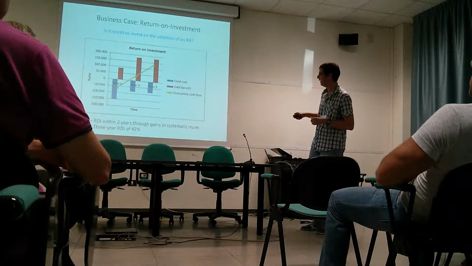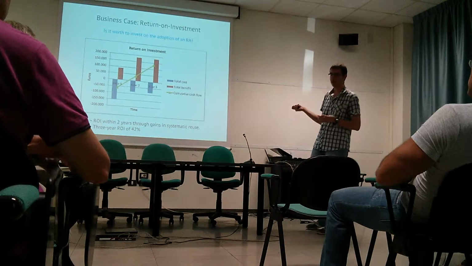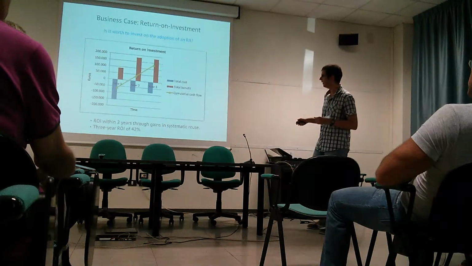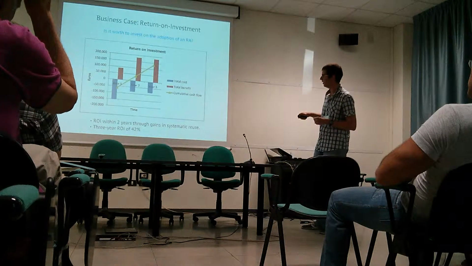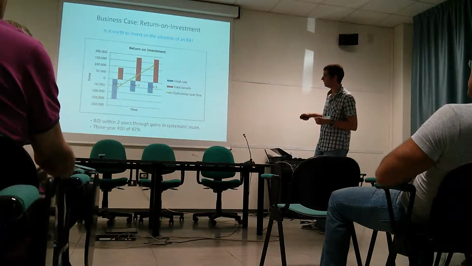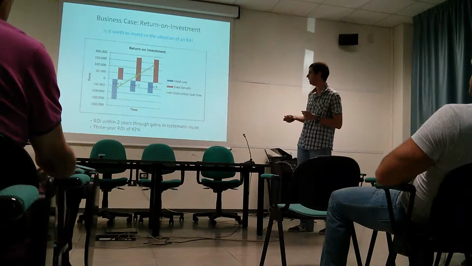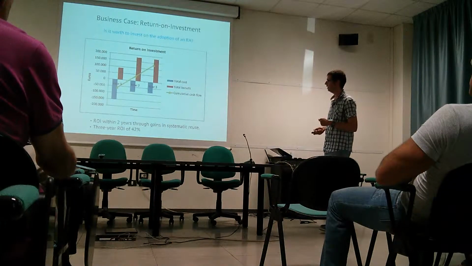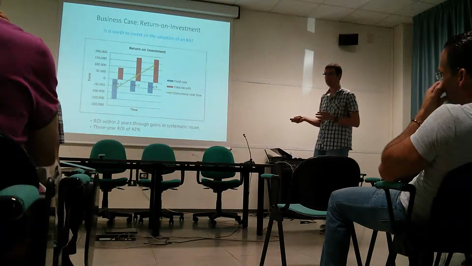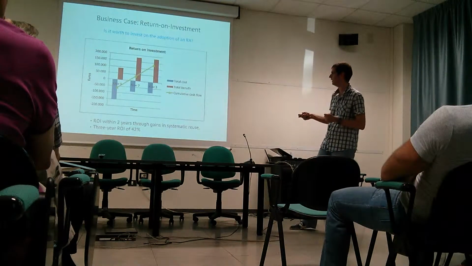Here we see the cost and benefits per year in a 3-year program, and the green line is the sum of the cost, the benefits minus the cost. So in the second year, we see that the ROI is already positive, and in the third year it is 42%. So it would be a good decision. It has been a good decision for this company to adopt the software reference architecture.